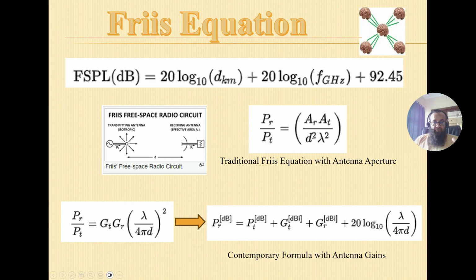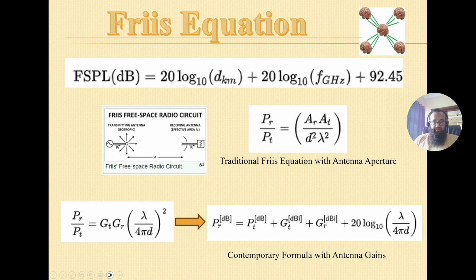So I will not keep you waiting for this question. I will answer it right now. And you can see it from the dB values as well. You can see that power receive is in dB, power transmit is in dB, but the gain of transmit and gain of receive antenna is in dBi.